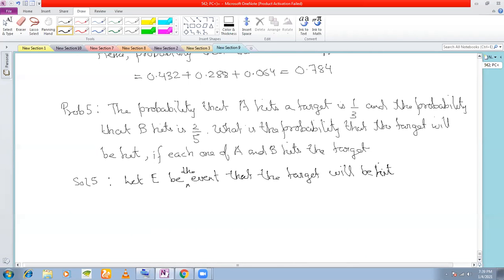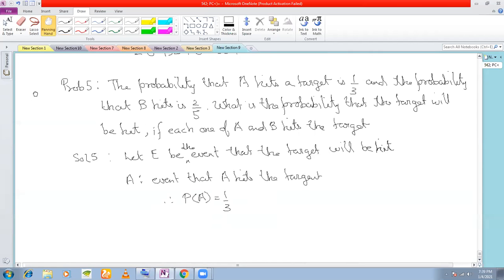Probability that A hits the target is 1/3. So we define the event A as the event that A hits the target. Therefore, what is P(A)? P(A) is 1/3, right?